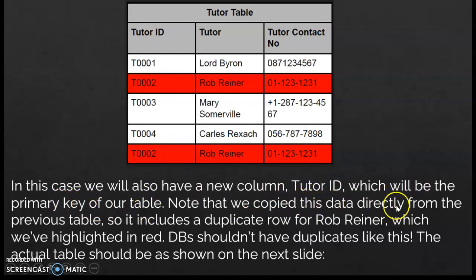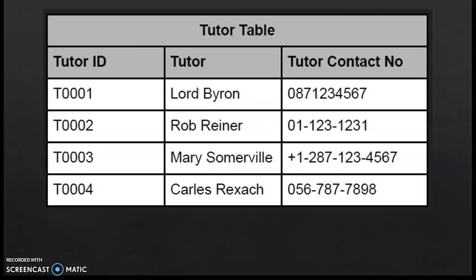Note that we copy this data directly from the previous table, so it includes a duplicate row for Rob Reiner. Here's Rob Reiner. This is what we grabbed, the tutor and the tutor contact number, and we're after making a new column there, a new field called tutor ID, which I've highlighted in red. So databases shouldn't have duplicates like this. The actual table should be shown as on the next slide. So that's what it should look like.